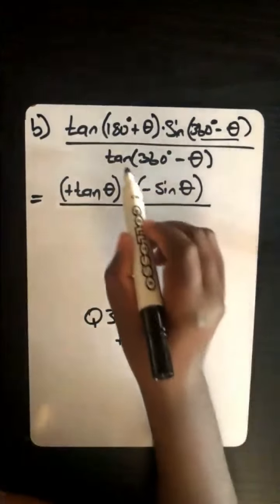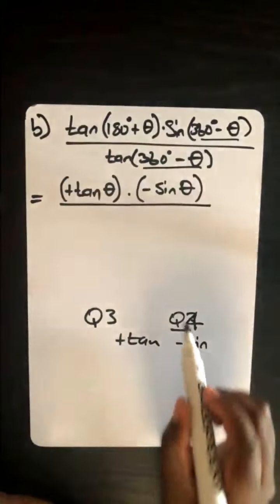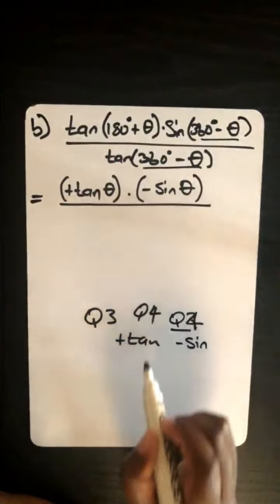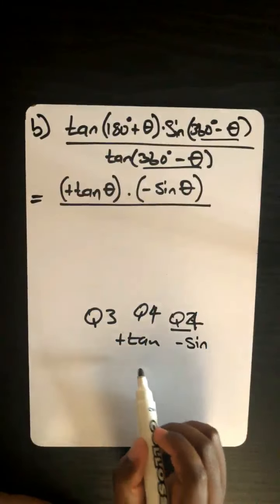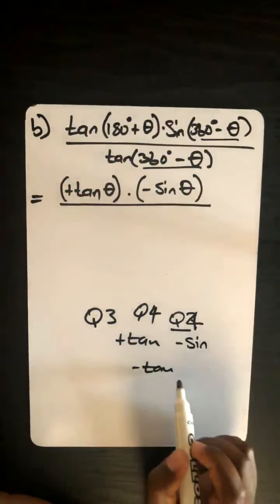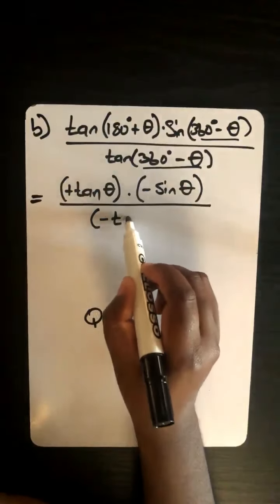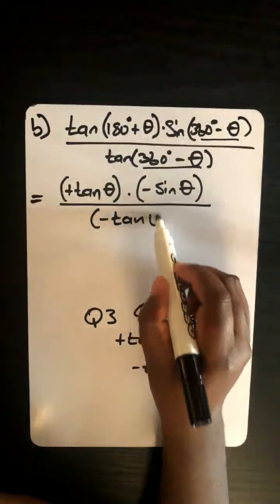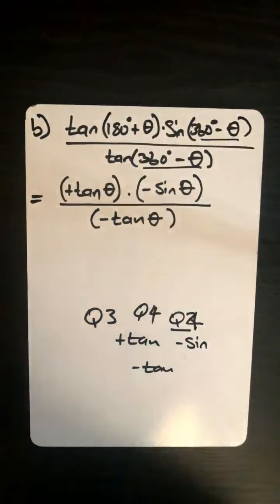Let's check. What about tan 360? That angle, under which quadrant does it fall? It also falls under quadrant number 4. And under quadrant number 4, tan is negative there. So that means in brackets, you are going to say negative tan angle.